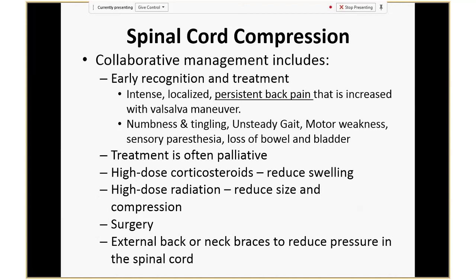Our treatment is often palliative, meaning that these patients are in a lot of pain, and we usually would do radiation or corticosteroids to reduce the swelling and to reduce the size of the compression. And this would eventually give them less pain. If that is not working, we can have surgery to go and remove the tumor altogether. But like I said before, this is a difficult area to take off all the tumor, so they might not get it all, and it could potentially grow back. There have been a couple of braces that they've been able to use to relieve the pressure, but sometimes these don't work very well.